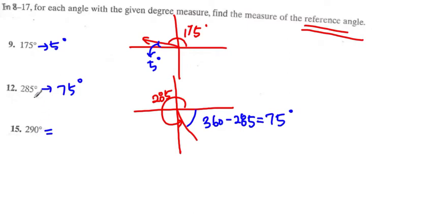290 is exactly the same manner as this one. Instead of going around 285, we'll be going all the way to 290, which is 5 more degrees. So therefore, our reference angle will be simply 70 degrees.